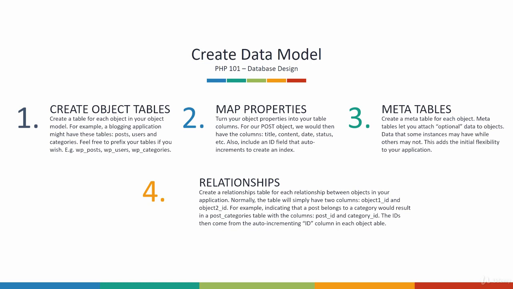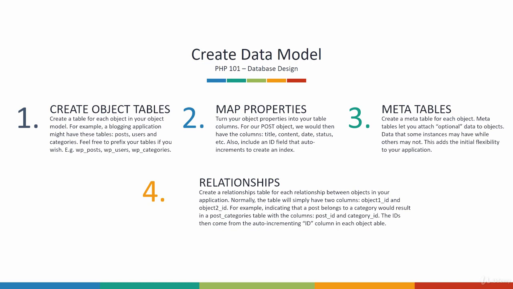You'll have certain data that you want to be able to add to some and not others, and not have it be a big mess. Okay, so create your meta table for each object, and that'll give you that initial flexibility in your application. Step 4, then, create your relationships.